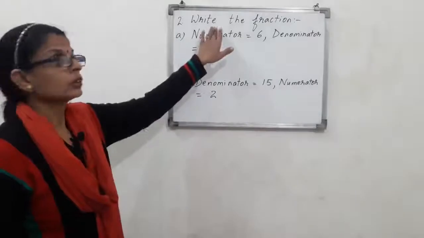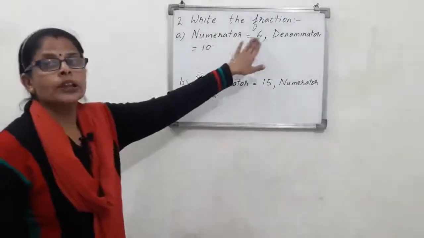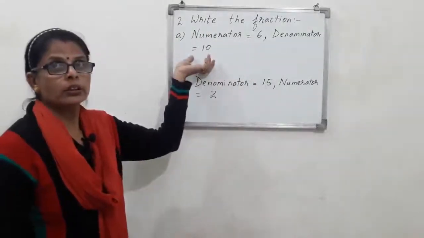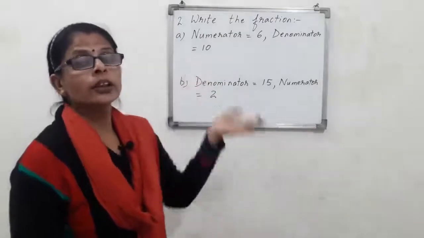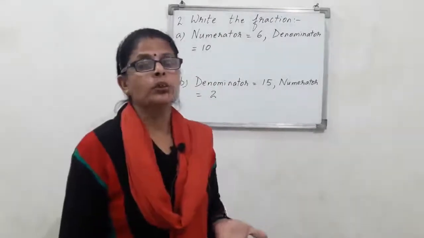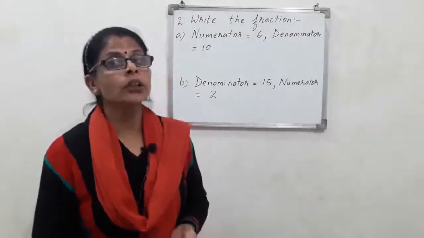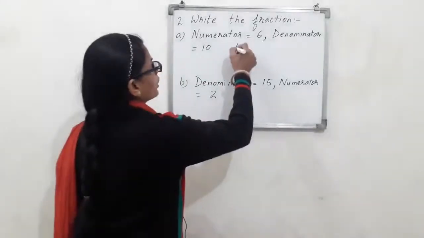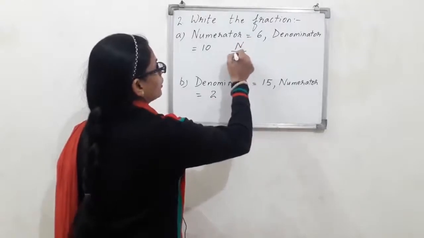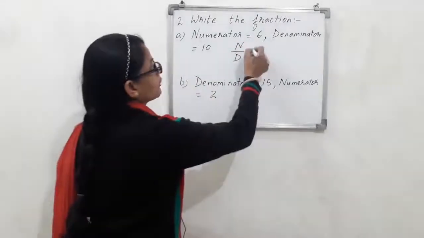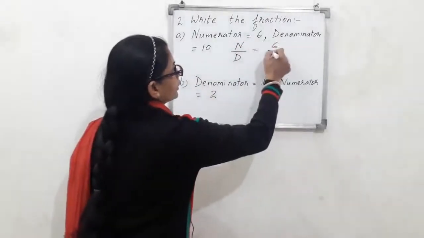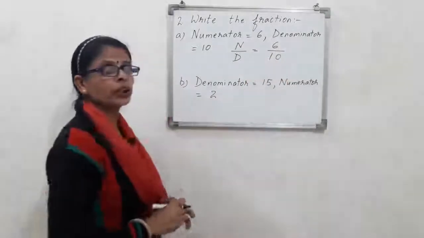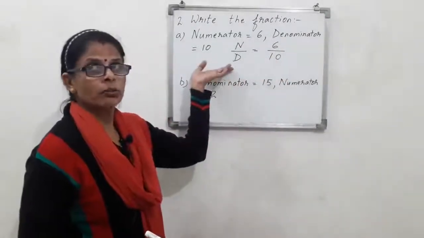Write the fraction. Numerator is equal to 6 and denominator is equal to 10. We have learned that the upper part is known as numerator and the bottom part is known as denominator. So, how will we write? Numerator will come up and denominator will come down. So, what will the fraction be? 6 upon 10. Because 6 is the numerator and 10 is the denominator.